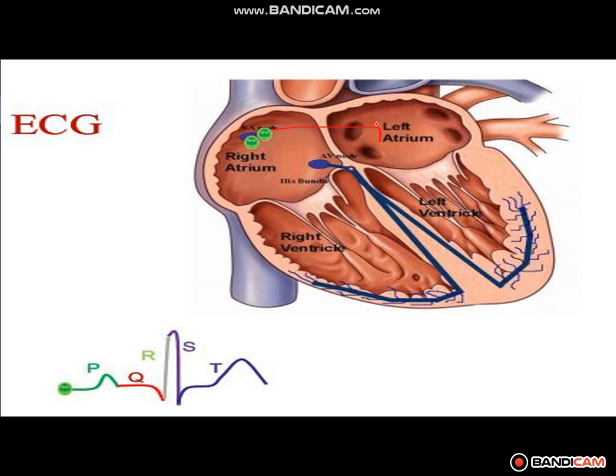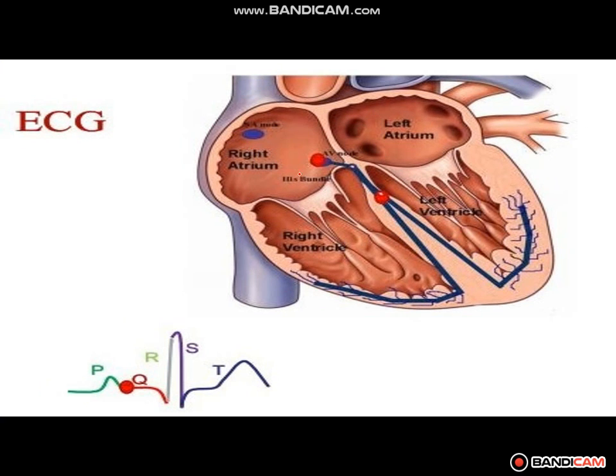I will explain these things in this picture. First of all, the P wave on the ECG: when electrical impulses are produced in the SA node, they spread to the atrium. The depolarization of the atrium produces a wave called the P wave. So the P wave is from depolarization of the atrium.